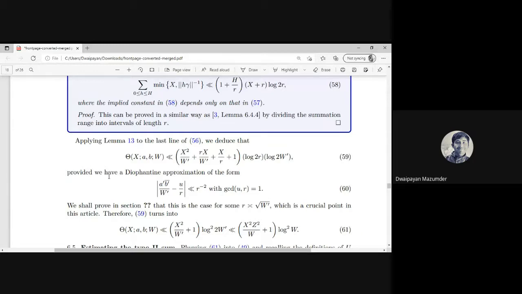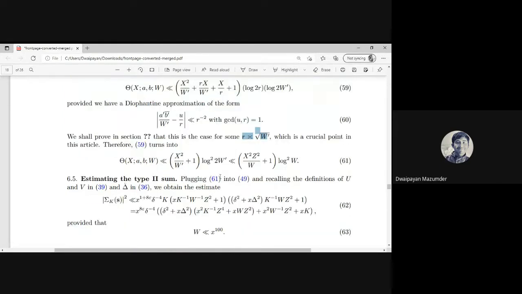So we have this kind of result because this kind of estimation is provided we have a Diophantine approximation like that. So we can prove this, and also we can prove that this R is in the range of square root of W prime. So it is a very interesting and very new part of our paper. With this, we get estimation 61.